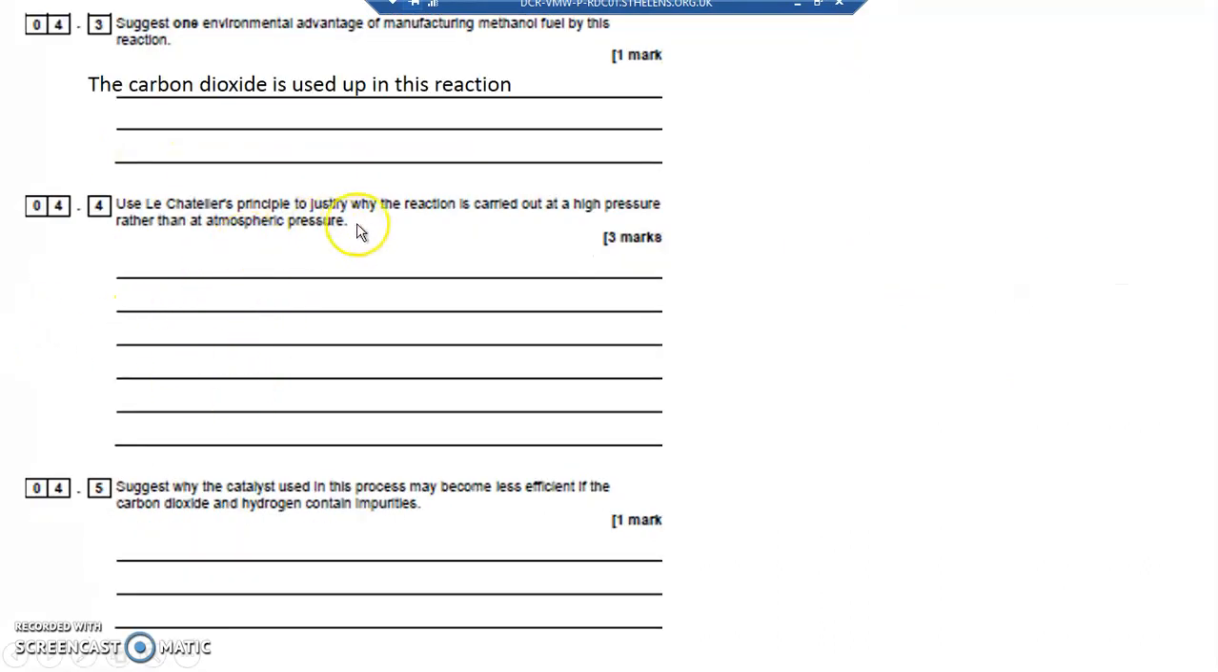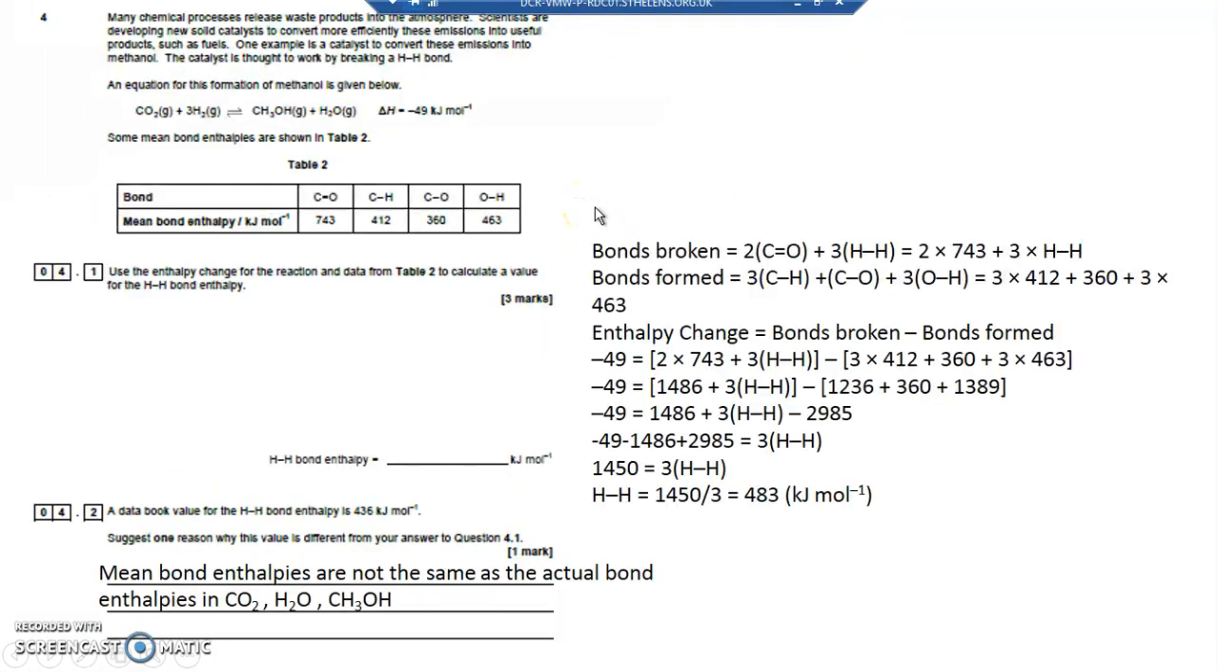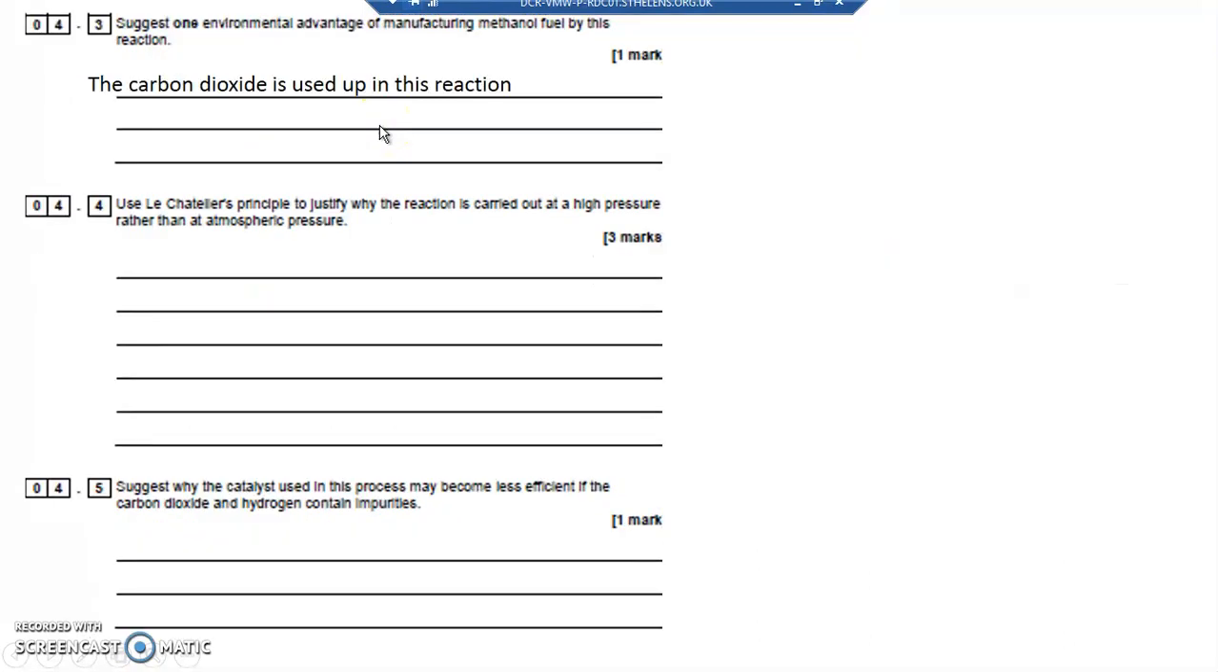Use Le Chatelier's principle to justify whether the reaction is carried out at high pressure rather than atmospheric pressure. Let's have a look. I've got 1 mole of carbon dioxide and 3 moles of hydrogen, so 4 moles of gas on the left hand side. I've got 1 methanol gas and 1 water gas, so only 2 moles of gas on the right hand side. So 4 moles of gas on the left, 2 moles of gas on the right hand side.